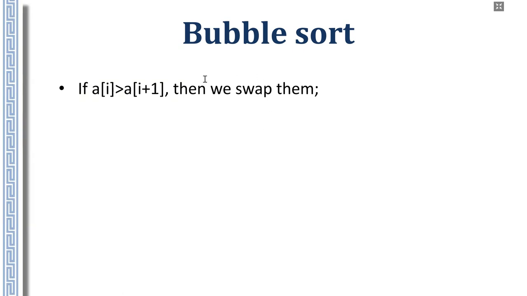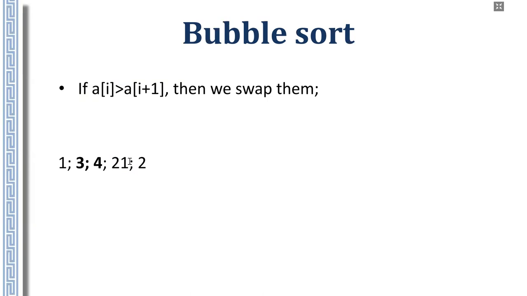But what about looking at the local order? Local order means that if we look at any two elements with index i and i plus one, and if the order is incorrect, we just swap them. For example, if we have an array like this, we look at the first elements, they are in correct order, but the second and third elements are in incorrect order.